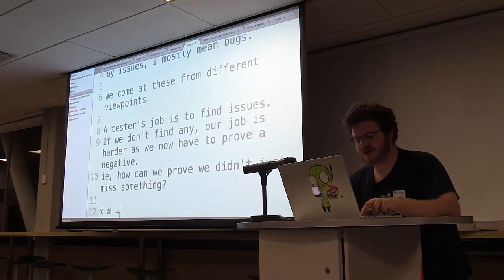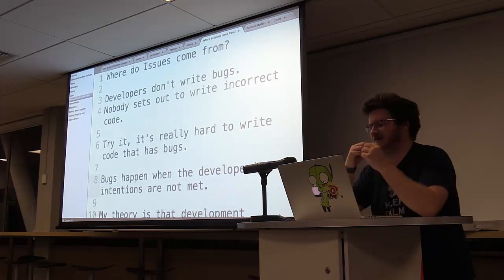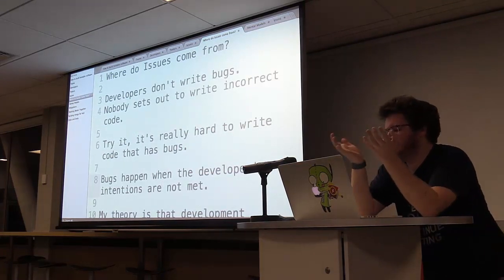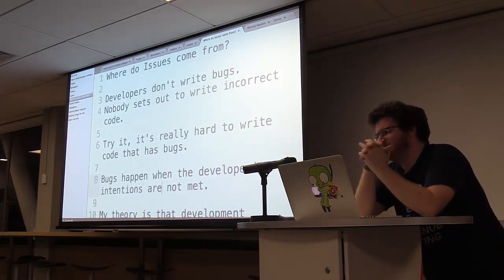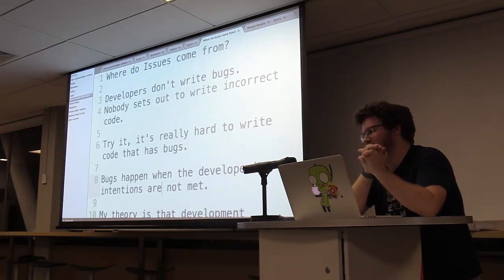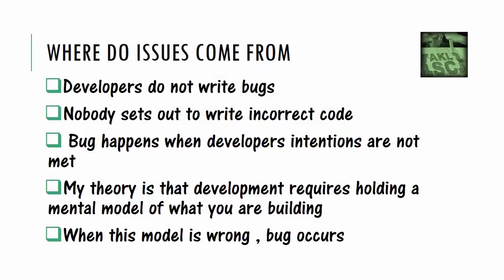But sometimes they create issues in software. And we have to think about where those issues come from. Now, developers don't write bugs. Nobody sets out to write incorrect code. In fact, my company recently did this as part of our security training, in one of our exercises it was a lab where it's like, try and write a logic bug. And it's very, very hard to write incorrect code or something that does something wrong.